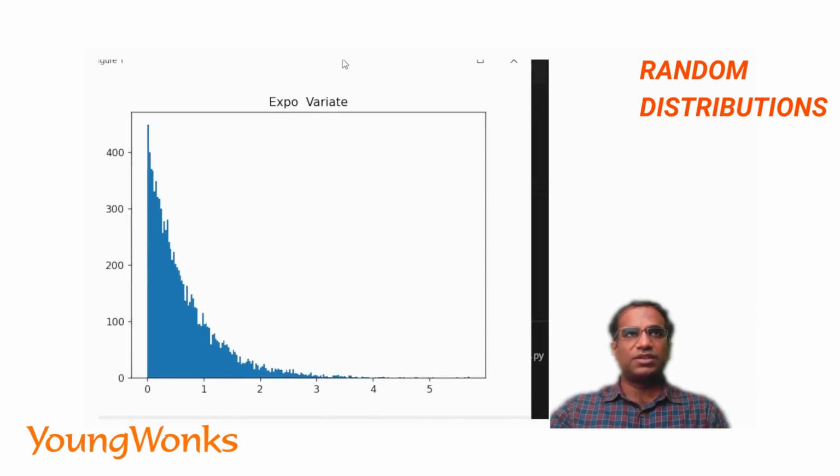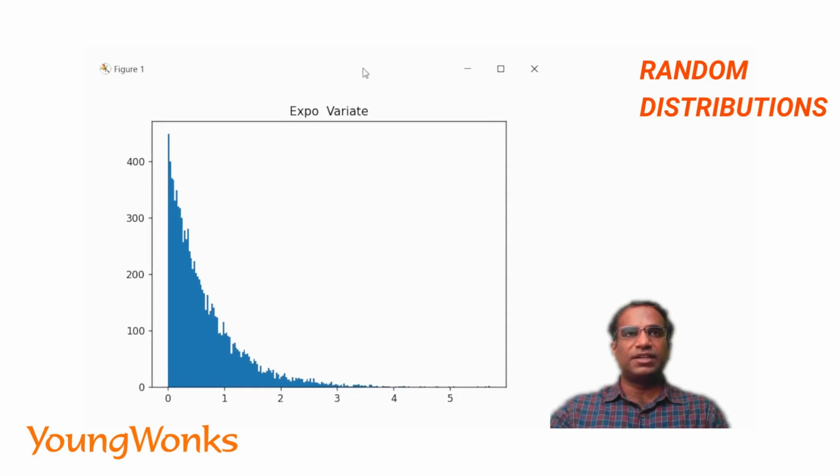So the first one is the expo variate, and by its name, it exponentially declines, and you can also make it exponentially increase by the use of the parameter called the lambda variate.